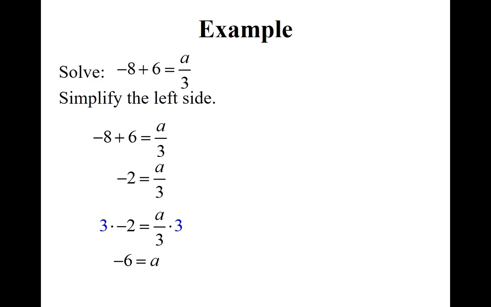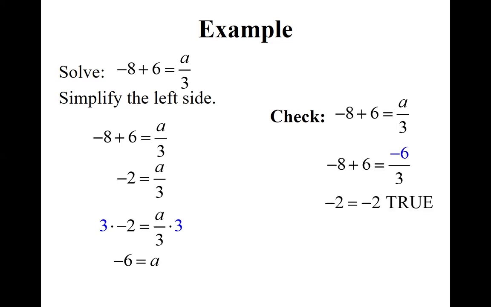If we check, take that negative 6, plug it in for A. Negative 6 divided by 3 is negative 2. Negative 2 equals negative 2 is true. The solution checks. The solution is negative 6.